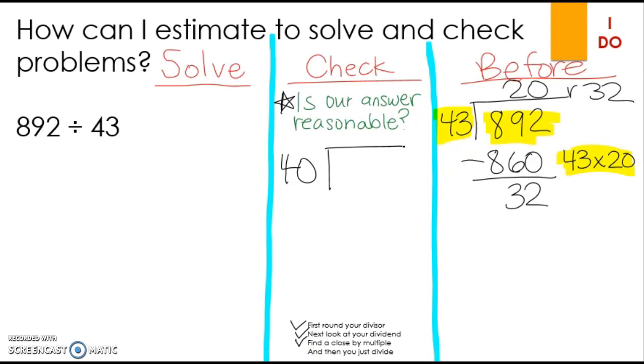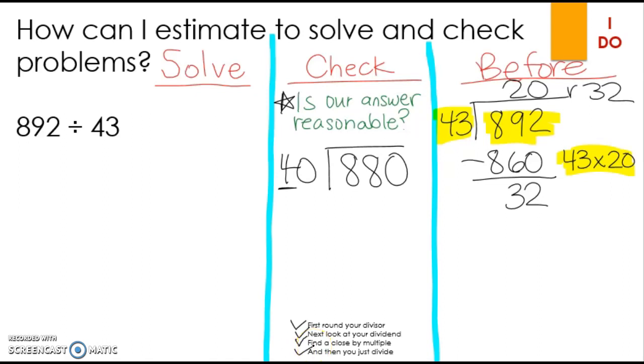A multiple means a number that is divisible by 4. If it's divisible by 4, then it's most likely divisible by 40. So I'm thinking what you're thinking, which is 880 is really, really close and it's divisible by 40. And then you just divide.